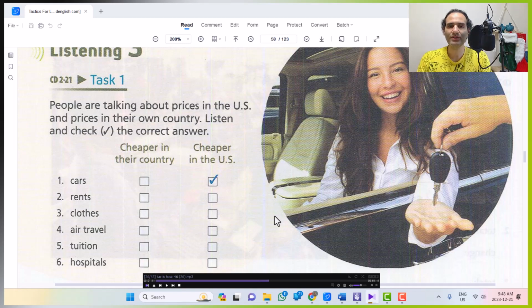And clothes? So, he feels that clothes in the United States are cheaper than in his own country. And on the advice of others, he brought a lot of clothes from home to the United States. But he was surprised, oh, here prices are lower.